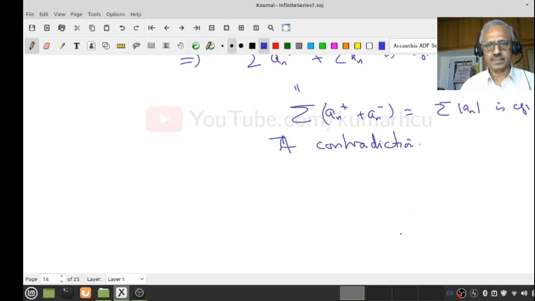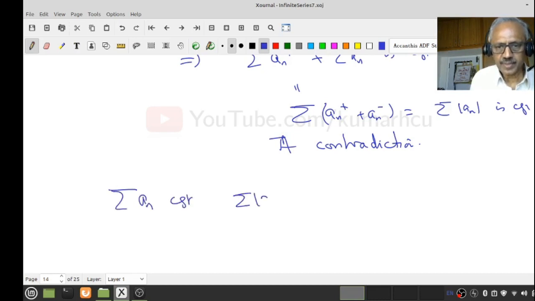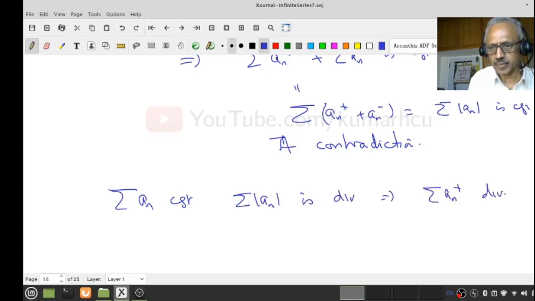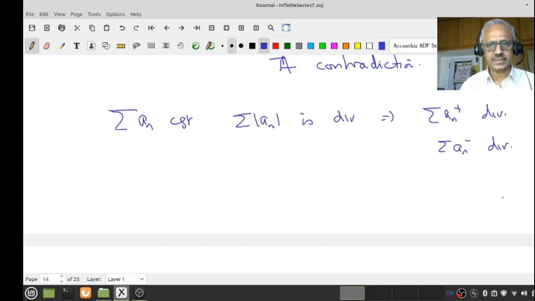Yeah. So what have we shown? Similarly, what I have shown is: if summation a_n is convergent, summation mod a_n is divergent implies summation a_n plus is divergent, and similarly summation a_n minus is divergent. Exactly similar proof. Okay, right? This is the basis.